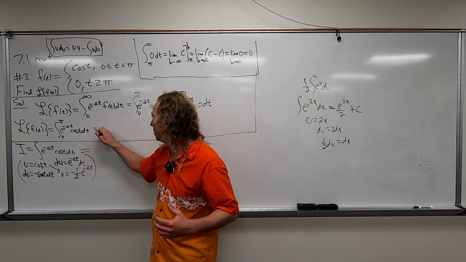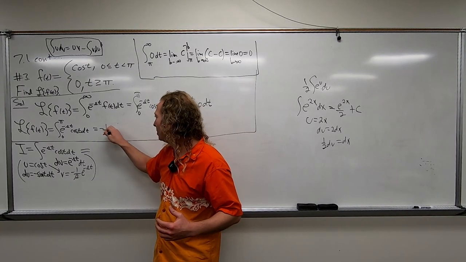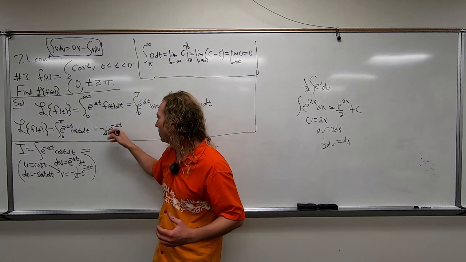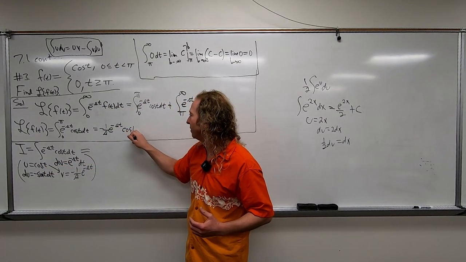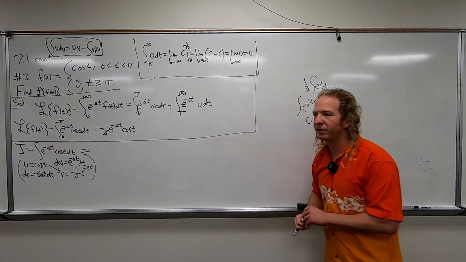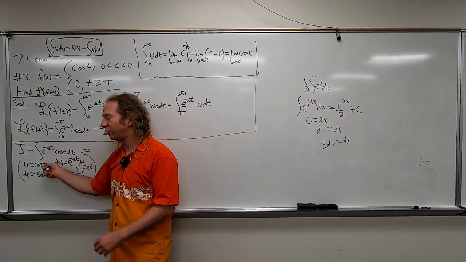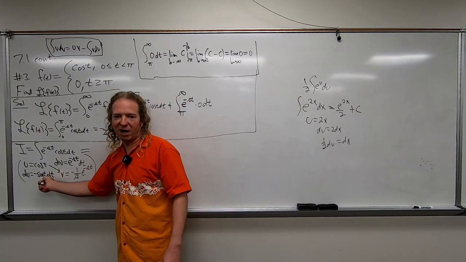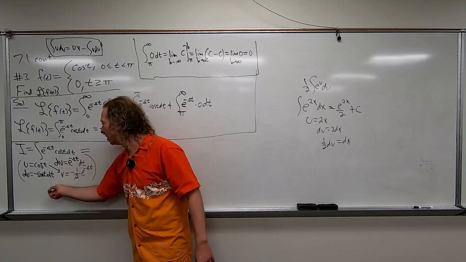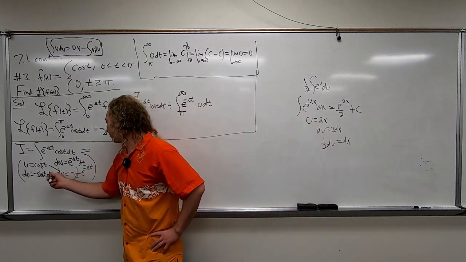So it'll be negative 1 over s, e to the negative st. So it's uv, and then cosine t. So that's just the uv part, okay? So uv, minus the integral of v du. So these will become positive, so you are going to get a minus. So it'd be minus, and the integral of v du is just going to be these.